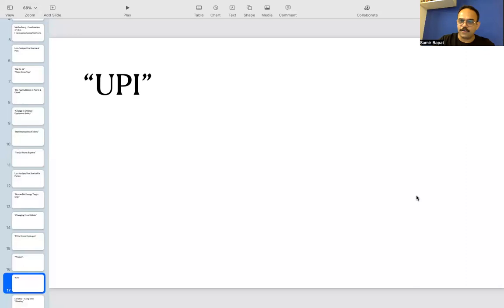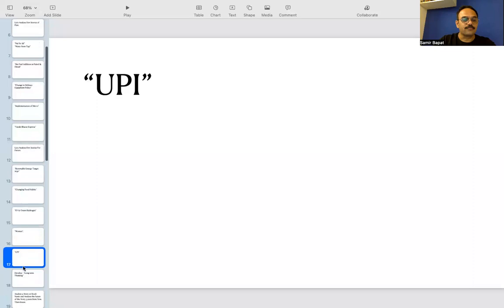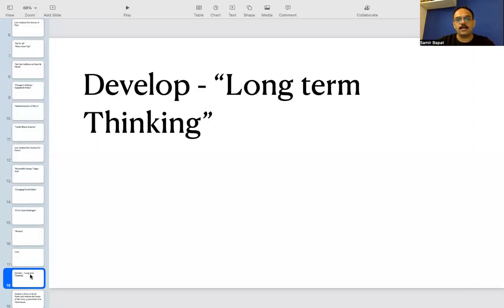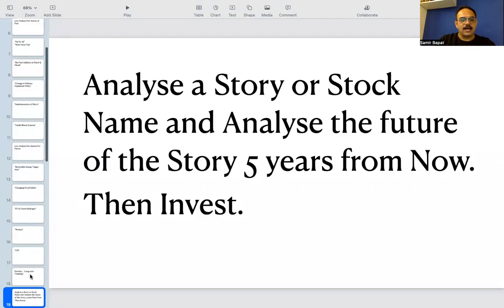Any questions? So far, so good. Everyone is clear with whatever I have presented? Any questions? Clear? How to search? Okay, so Neetu is asking how to search. ठीक है भाई. Stories तो हो गई, but आगे कैसे ढूंढने कैसे मतलब? So we have to develop a long-term thinking. We have analyzed the story, and we will invest for 5 years. So how to search?